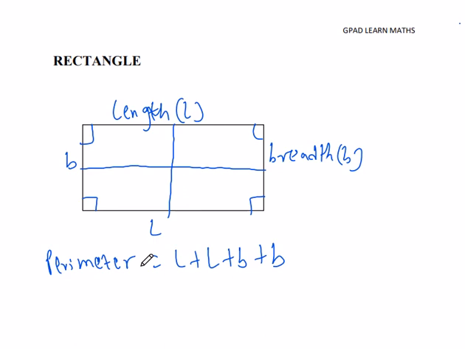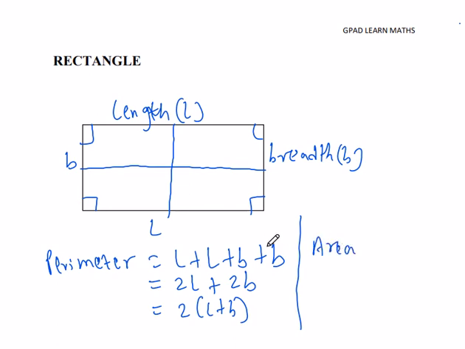Now let's solve this. Length plus length, that's 2L, B plus B, that's 2B or 2 breadth. All right, so we can factorize that with 2 bracket length plus breadth. So this is the formula for calculating the perimeter of a rectangle. All right, now let's talk about area. The area of a rectangle.